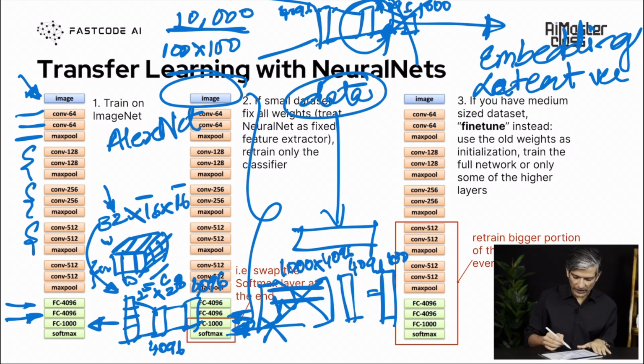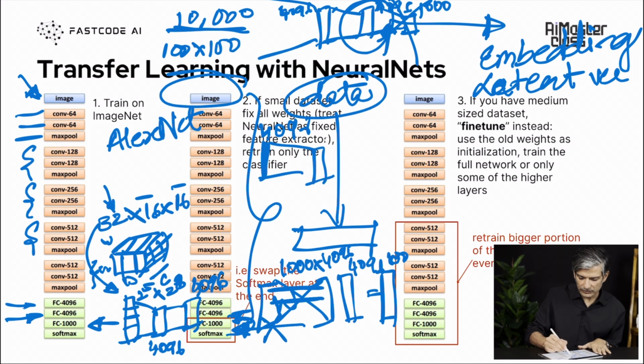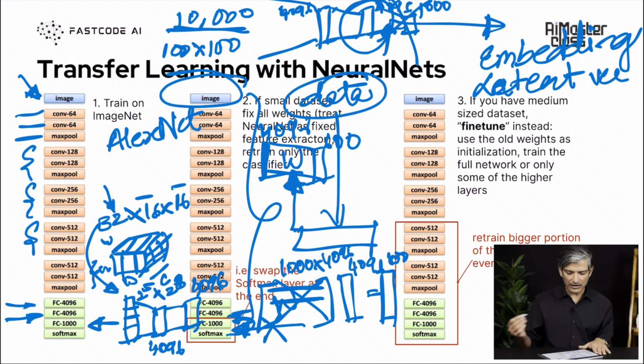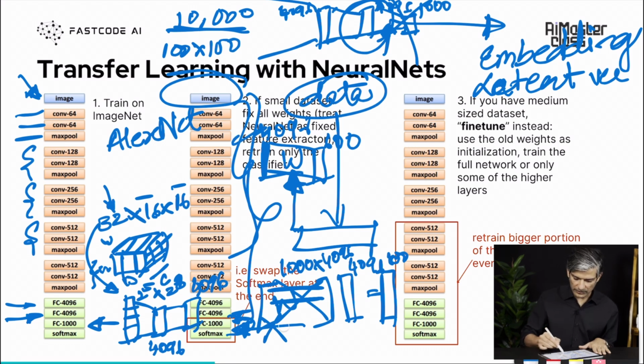So you had, let's say, 4096 here. And now instead of your 1000 classes, you have maybe 600 classes, right? So you have these 600 classes and you want to train only this layer. So this is called just swapping the last layer, putting in a new layer and only learning this, and not changing the weights of any of the rest.